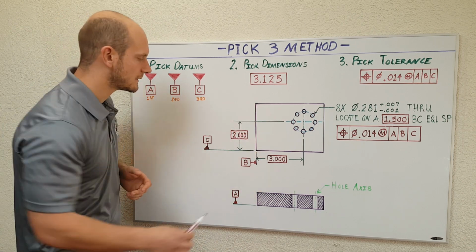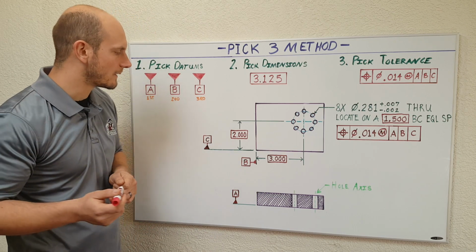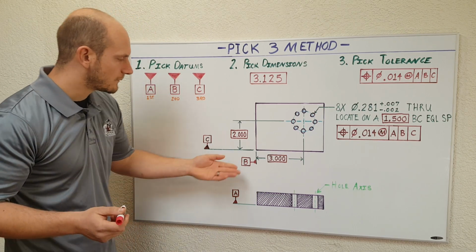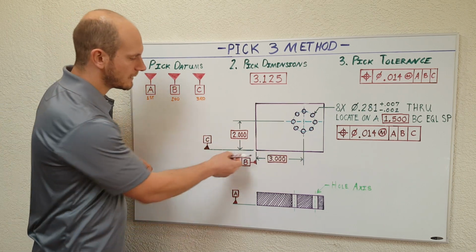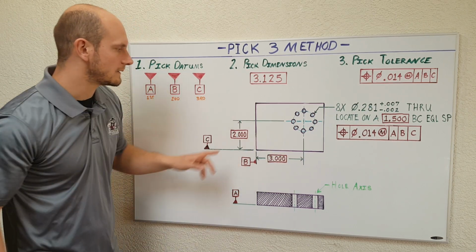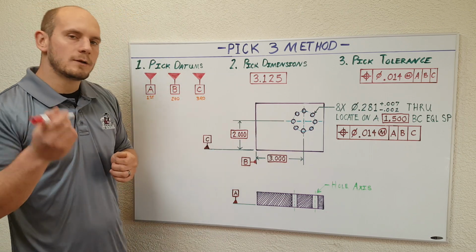I'm just telling the machinist to start here and then move over to locate the center of that clearance hole pattern. My third datum C, similar to B, I chose this surface down here. And I'm just telling the machinist to start here and then move upwards to locate the center of this clearance hole pattern. Alright, number 2, pick your dimensions.